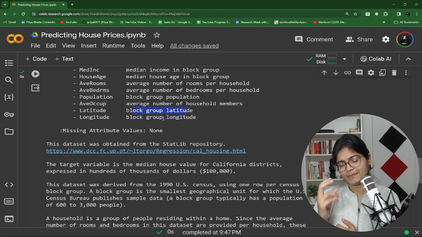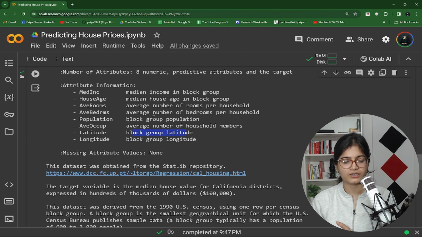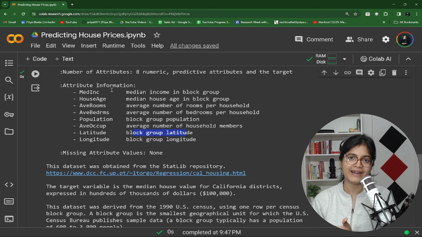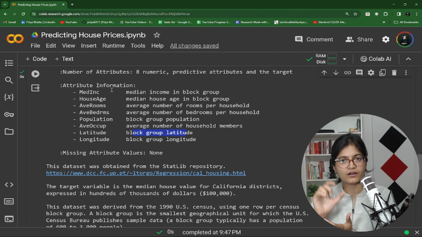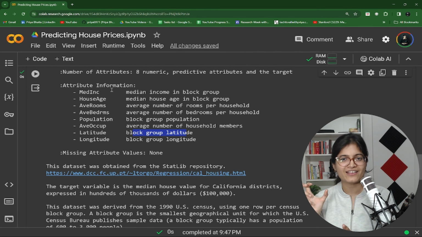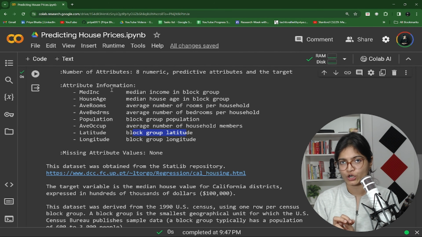So it means that block-wise, feature values of income, house age, number of rooms, number of bedrooms, population, and so on are available to us, and on the basis of that, what we finally want is to predict the price of the house. That's the real target that we want to achieve.